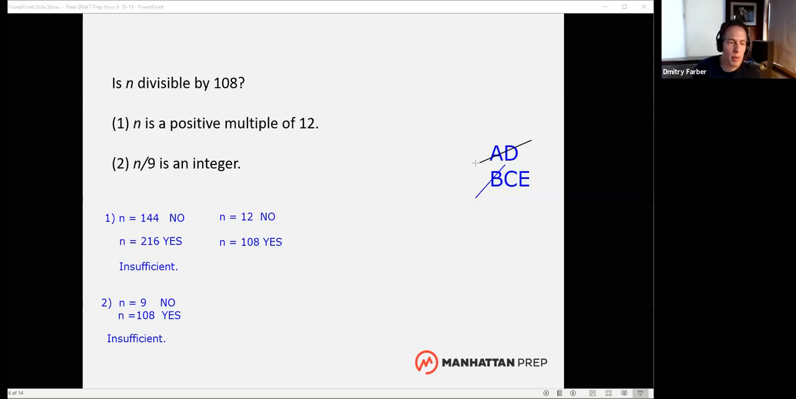So now what happens when I put 1 and 2 together? Can I then tell, hey, 9 and 12 make 108, sufficient? What do you think? Can I choose C at this point?